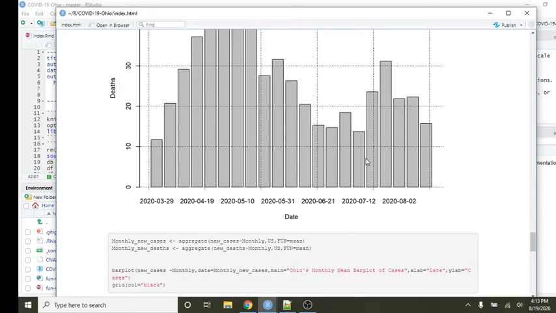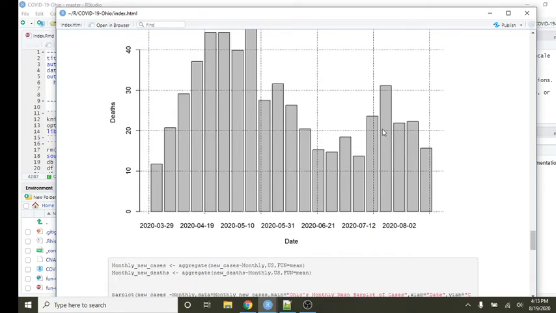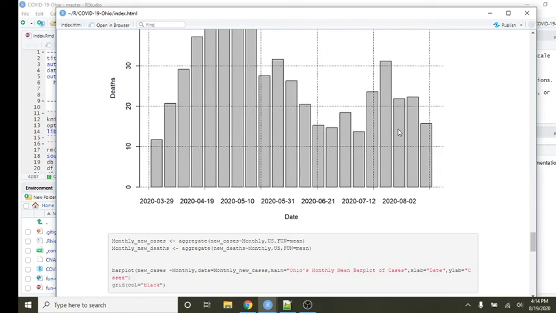Once again, the deaths you can see had 1, 2, 3 weeks of increasing deaths, with the maximum being about in the low 30s. The last 2 weeks have shown a decline from this last peak, right around 22, 23 to 25.